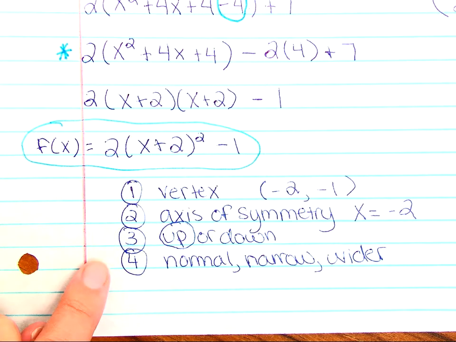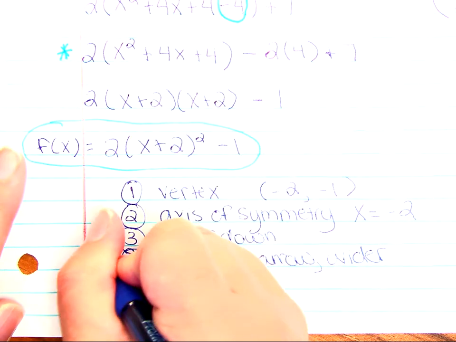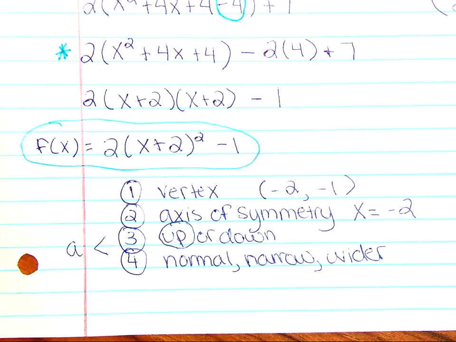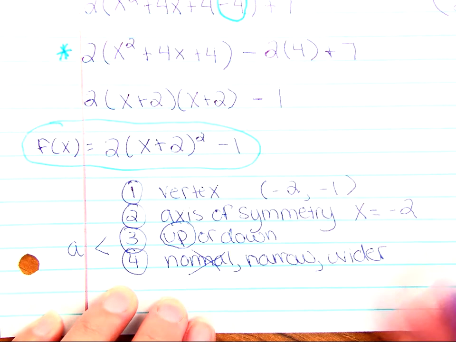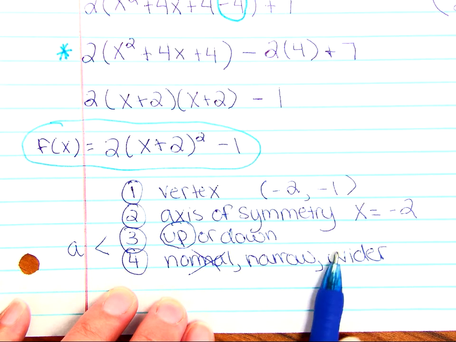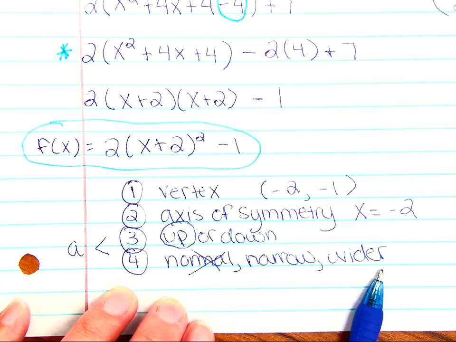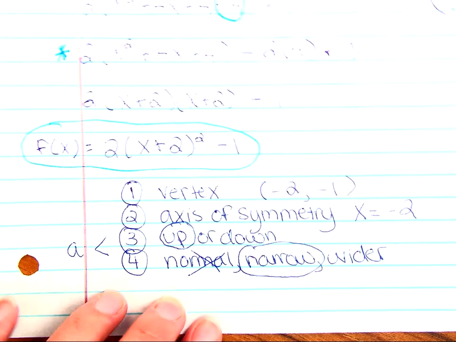And 4, we also look at A again. So remember, numbers 3 and 4 both come from A. Normal, narrow, or wider. Well, this is not a 1, so we know it's not normal. Narrow or wider. If you need to, look back at your notes, but wider is caused by a number between 0 and 1. So you should recognize that this is going to be a parabola that is narrow.